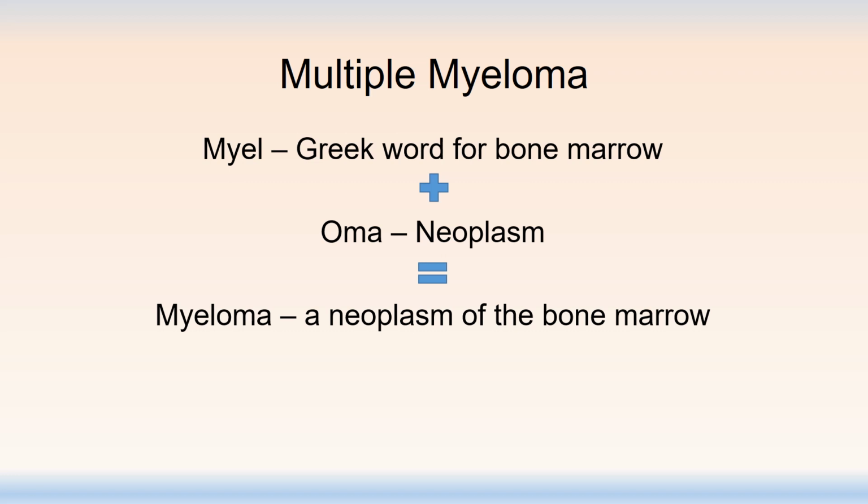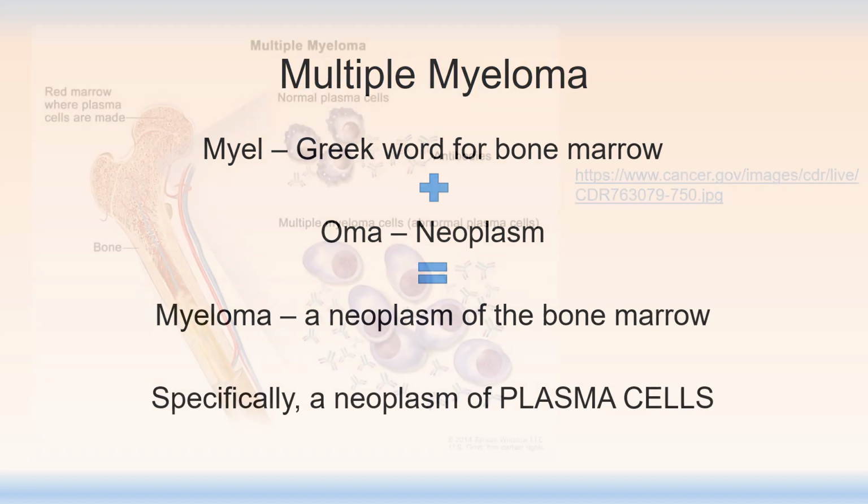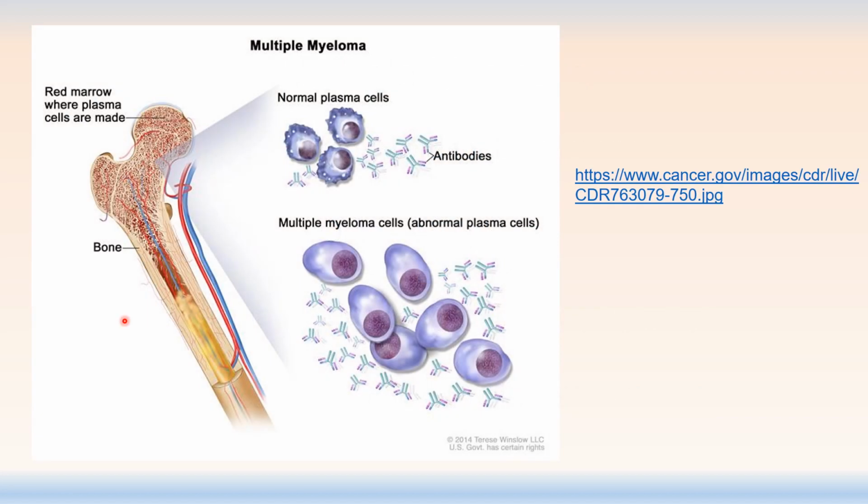That's an apt description because in the bone marrow, we have multiple cell lineages. However, multiple myeloma represents a neoplasm not just of any bone marrow cell, but specifically plasma cells. In this particular image, you can see bone with bone marrow showing the site of derivation of these myeloma cells, these abnormal plasma cells.